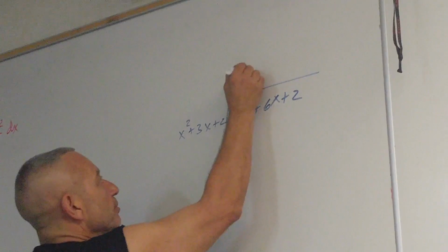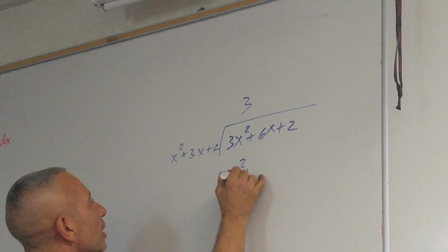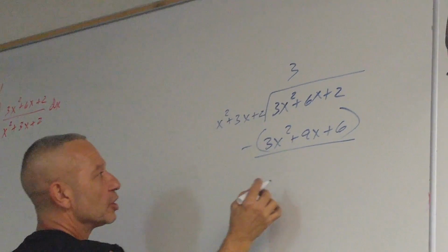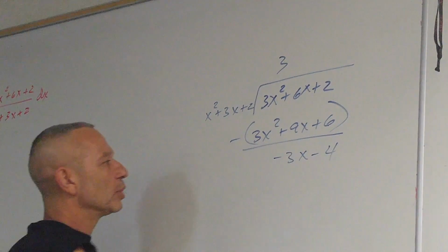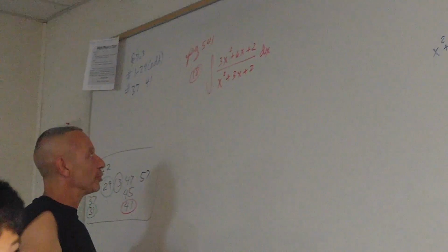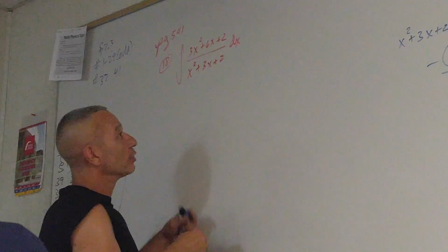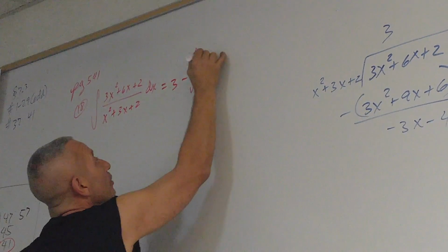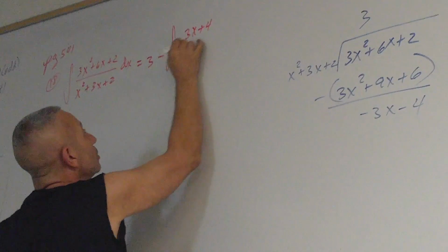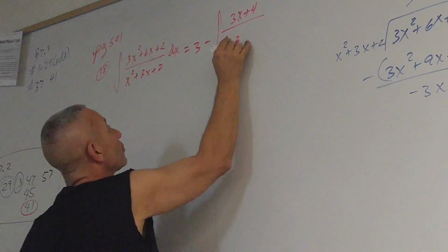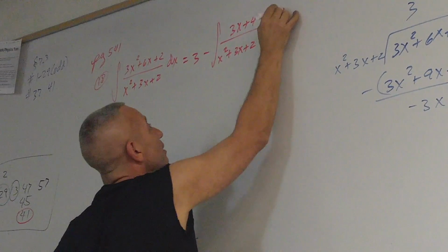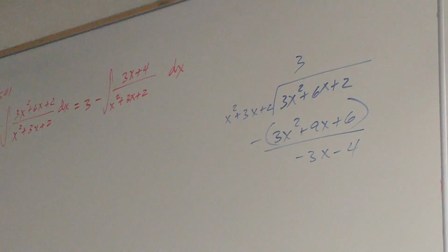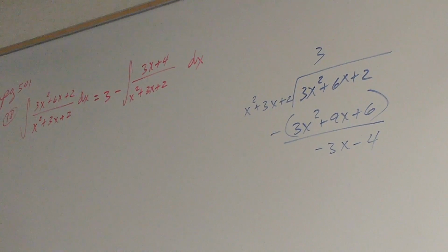This will go in there 3 times. So I get 3x squared plus 9x plus 6, and then I subtract. So minus 3x minus 4. So in other words, I've now changed this into the integral of 3 minus (3x plus 4) over (x squared plus 3x plus 2) dx. Now the degree of the top is less than the degree of the bottom. We have a proper fraction now.